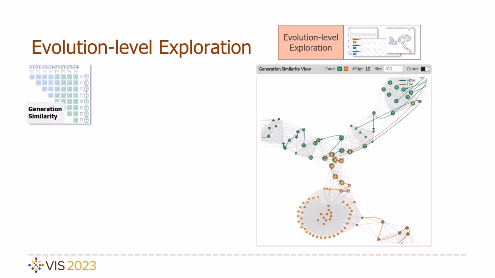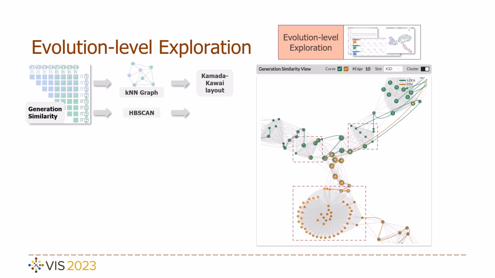From the generation similarity matrix, we build a KNN graph for all generations and use a stable layout algorithm to determine their coordinates. We also use the HDBSCAN algorithm to cluster similar generations together.